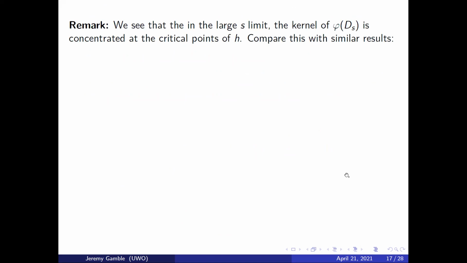Okay, and I just wanted to talk really quickly about something interesting that's happening here. In the large s limit, this smooth kernel of this operator is becoming increasingly concentrated at the critical points. And this is something that pops up in a lot of other areas of math, wherever you have critical points playing a key role in whatever it is you're working on.